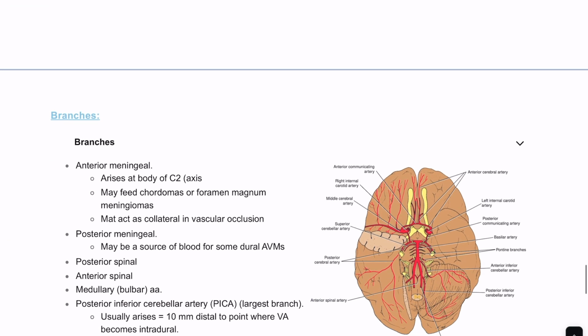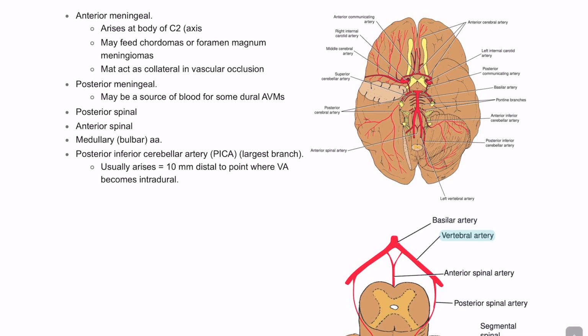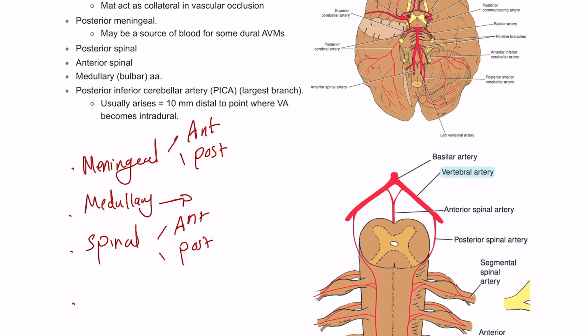So the last bit to cover here are the branches of the vertebral artery. It's simple if you want to remember this. So basically, you have meningeal branches, and you have a medullary branch, and you have spinal branches. So you have anterior meningeal and posterior meningeal, medullary artery, and anterior spinal and posterior spinal. But the most important and the largest branch is the PICA, the posterior inferior cerebellar artery.